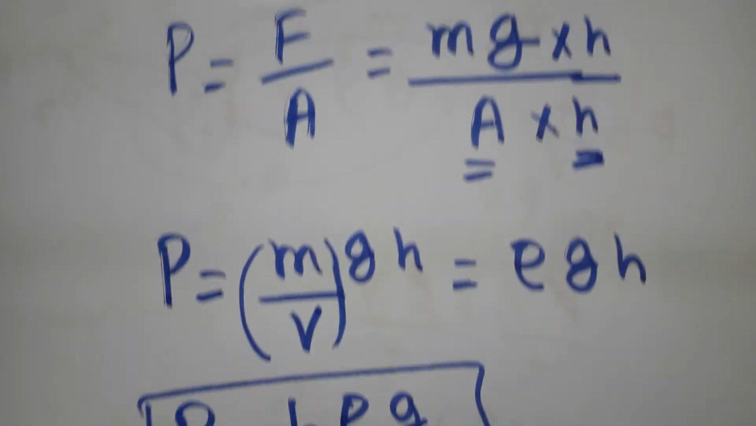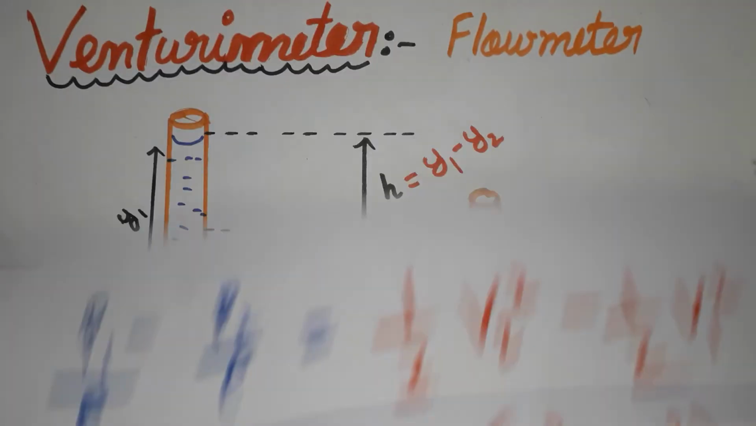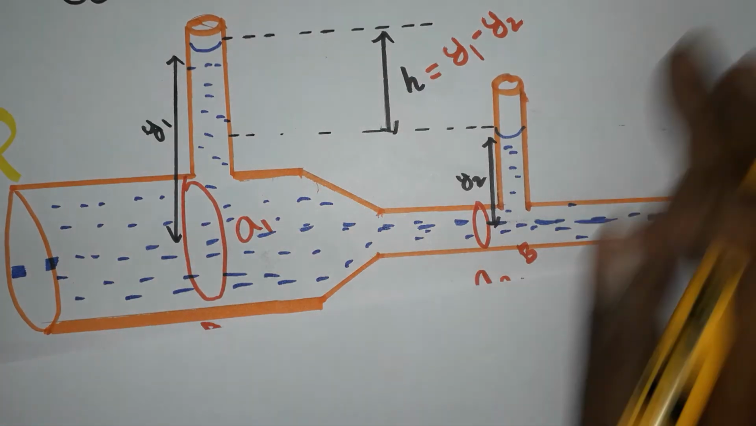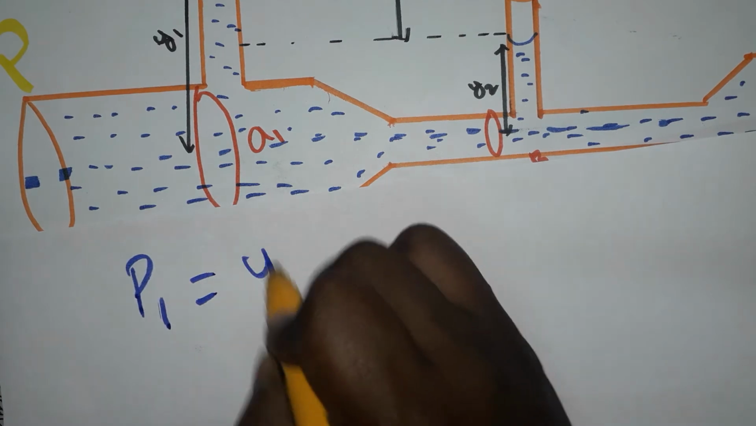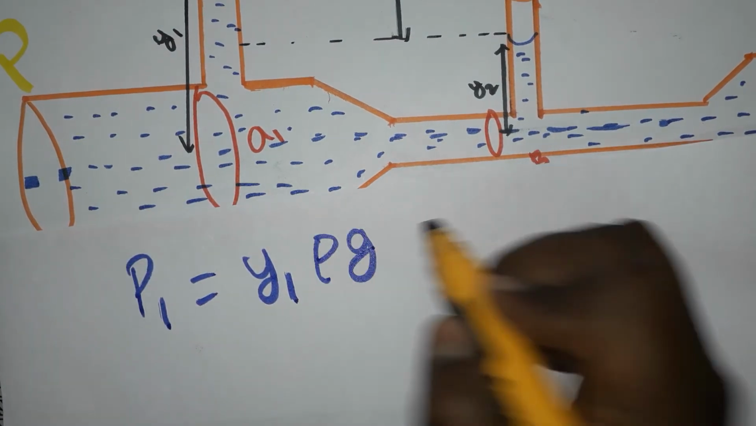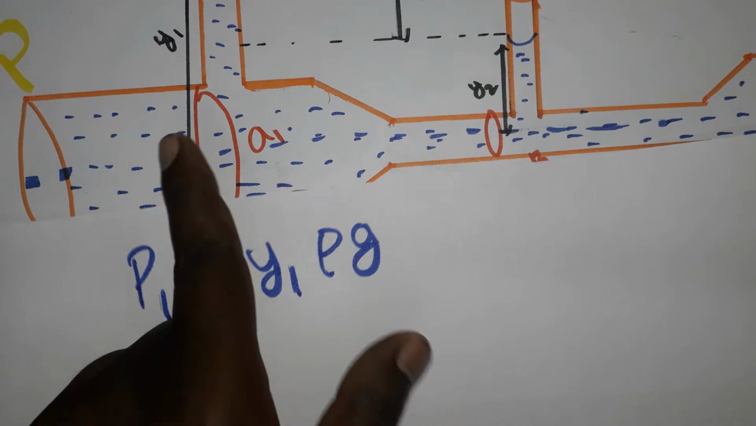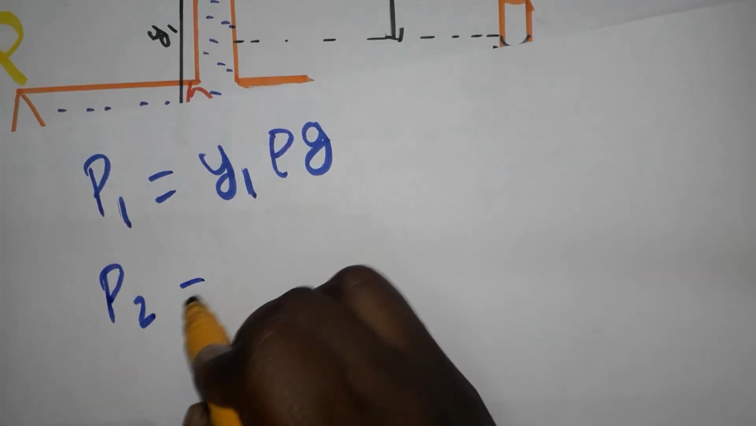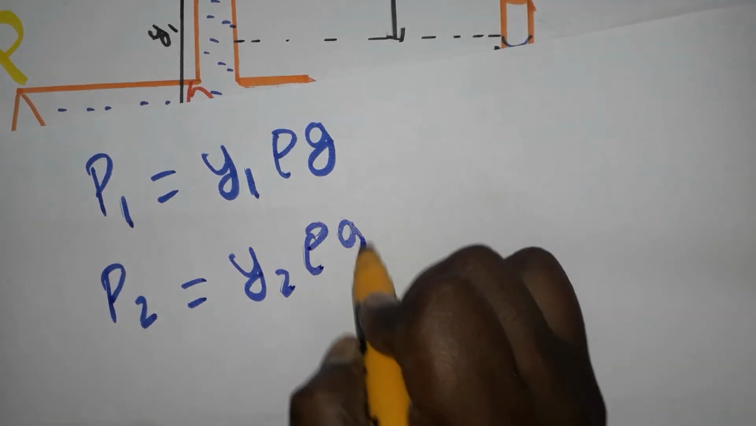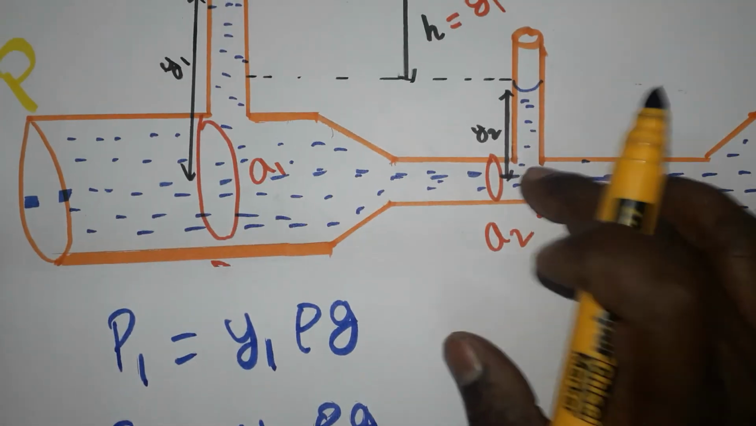Now we come to the system. This is a venturimeter. Now we are going to learn what the pressure difference is. So pressure 1 is Y1 rho G, since we know pressure is H rho G and here the height is Y1. The next thing, pressure 2, is Y2 rho G, the pressure 2 at the point here.